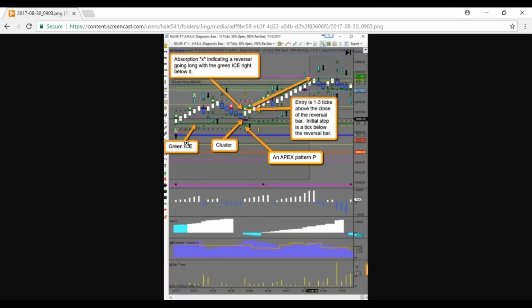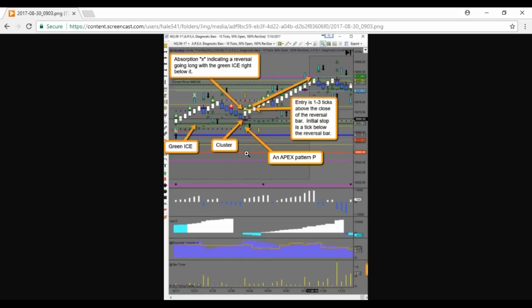So the apex pattern, P reversing off a level with a cluster. Let's take a peek at it. All right, so what do we have right here? We have a pull down in the market, okay? And then we have a P and an E. Okay, so we have, see the P here? We got A up here.